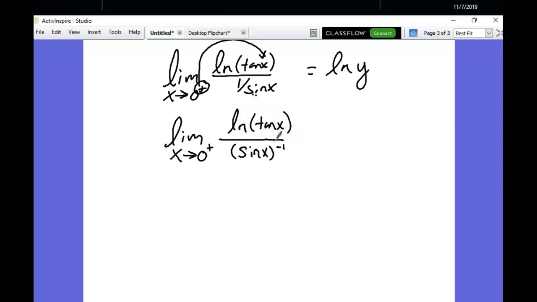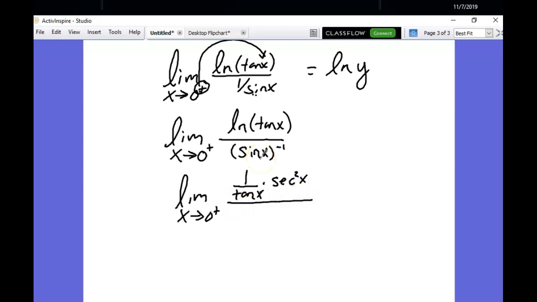So there's that. Now let's go ahead and take our derivatives. Since we have infinity over infinity, we can do L'Hopital. Let's take our derivatives. So the derivative of this on the top is going to be 1 over tangent. And then we're going to multiply this by the derivative of tangent, which is secant squared x.